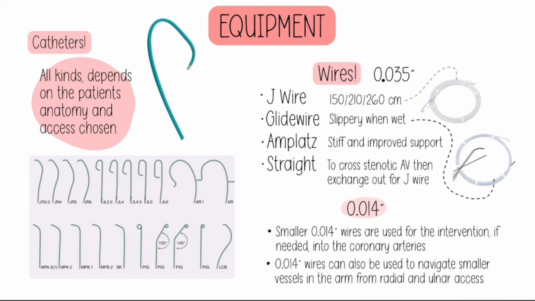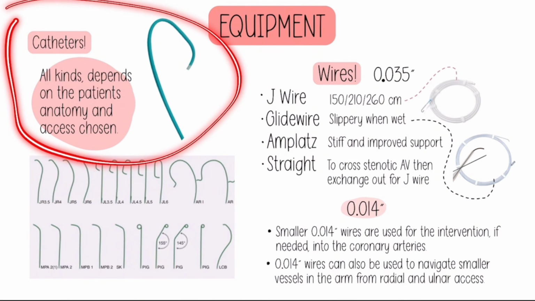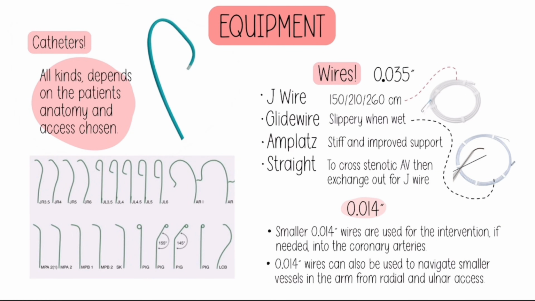Now, what type of equipment are we using? Well, first and foremost are the catheters. The catheters are kind of our arm into the body, right? You have all kinds. It depends on the patient's anatomy, what coronary you're looking at, what access you're at. We need different curves to get to different places. We can manipulate this in different ways, but if it's just not working, don't worry, because we have hundreds of alternative options. Wires. The 035 wire is the most common.